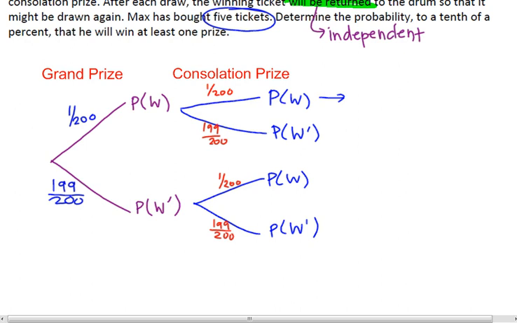Okay, Andrew, how do I get the probability of winning and winning? Times them. Winning and winning. Well, win and then win again. Winning, which equals, actually that's really, 1 out of 40,000. Wow. That's not very likely. That is better chances in the lottery.